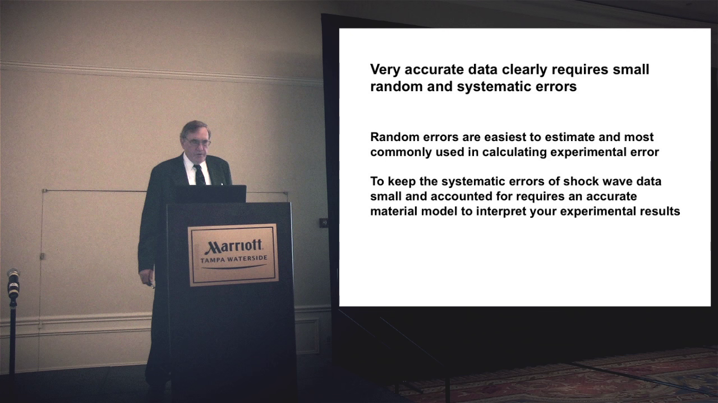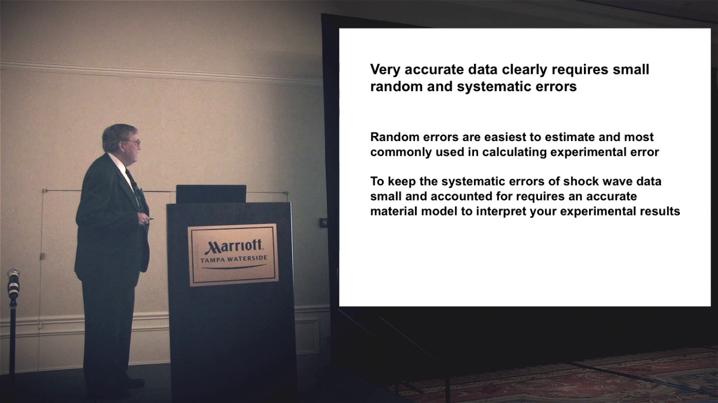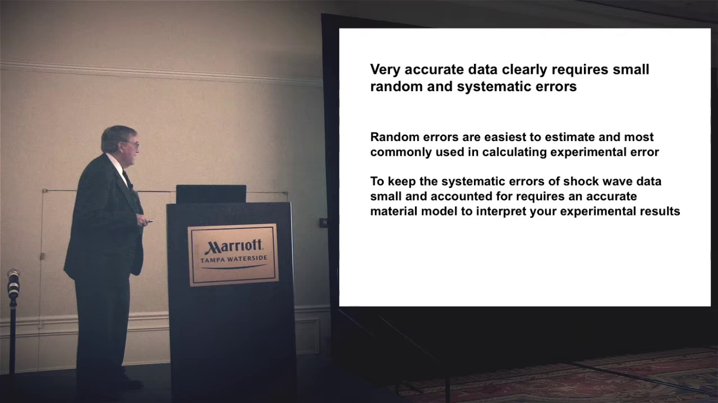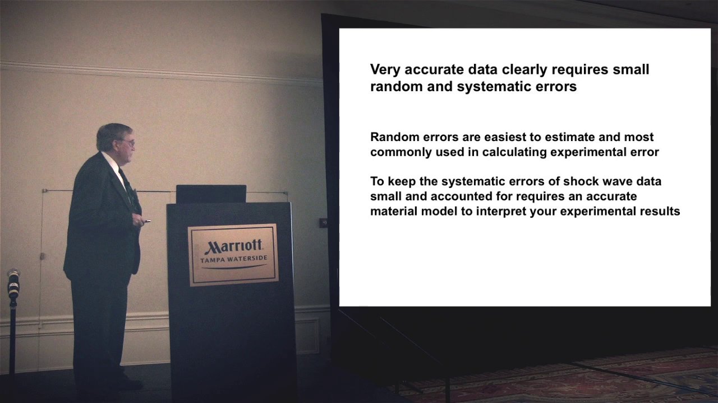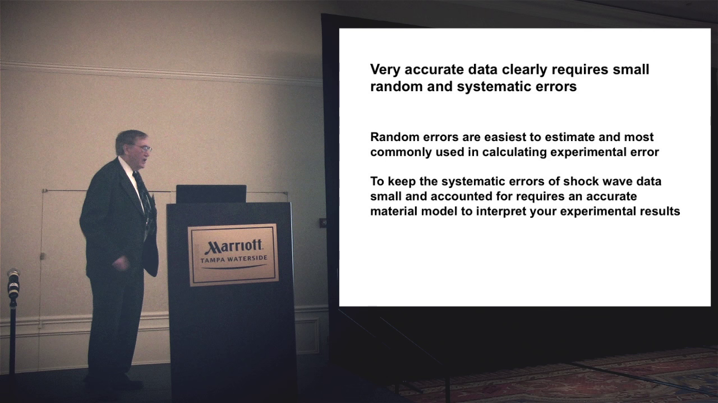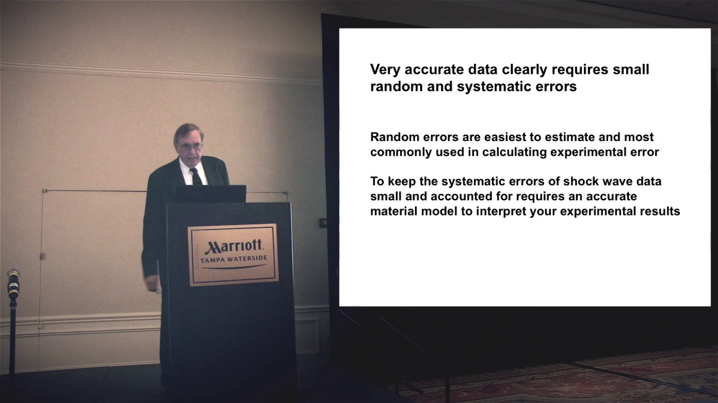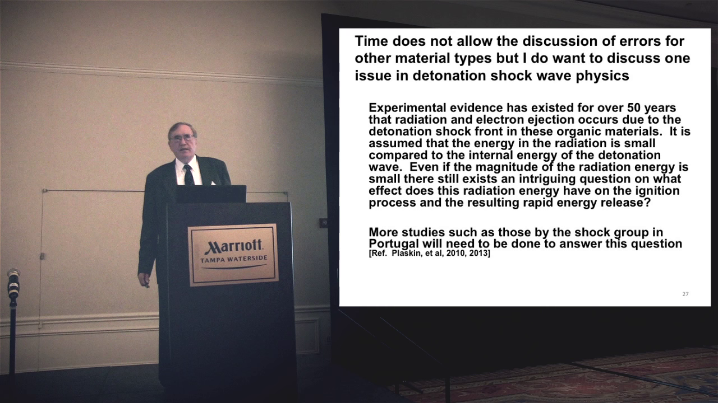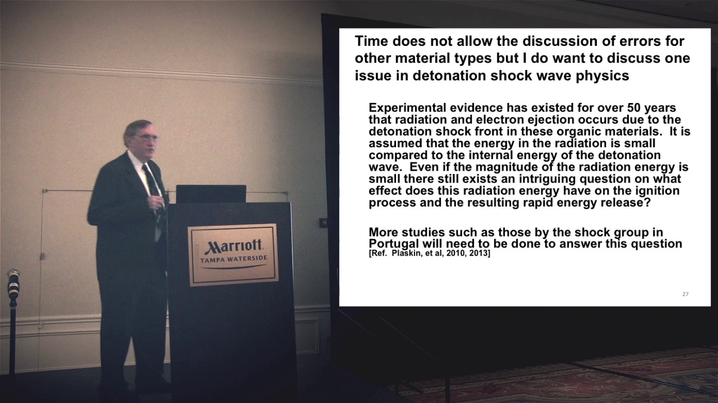I'm repeating myself, but I think sometimes it's very good to do that. Random errors are easiest to estimate and commonly used in experimental error. But to keep the systematic errors of shockwave data small and accounted for requires an accurate material model, which I believe I've shown at least for the elastic plastic material. Time really doesn't allow me to do other materials. I was thinking of doing that, and then I realized that I only had 40 minutes, and I tend to talk a little once I get started, so I decided I couldn't do it.